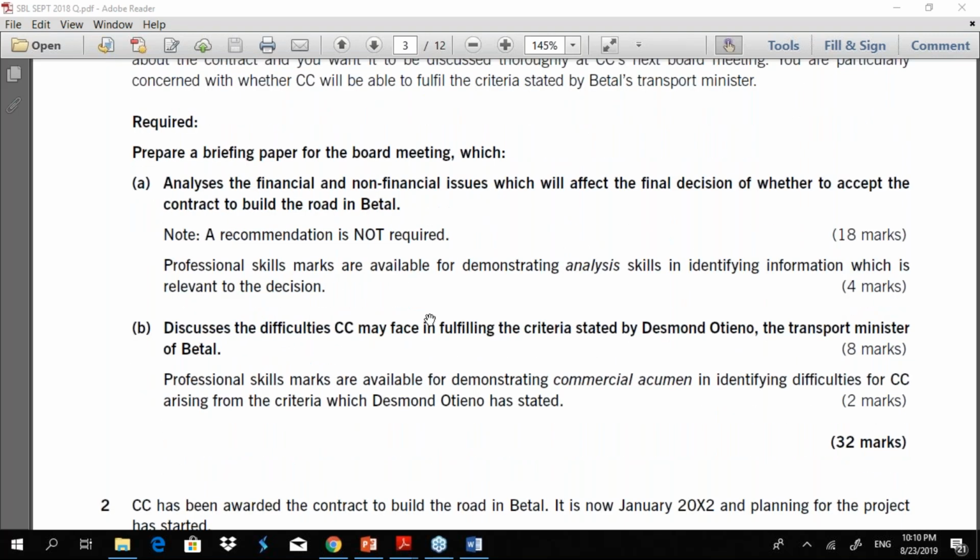And the B part, see, that again, you don't need any technical knowledge to answer that. Meaning, there is no special learning for you to understand this. I hope you get my point. See, it says discuss the difficulties CC may face in fulfilling the criteria stated by DO. And by reading his statement, you can understand what the business will face in terms of challenges.